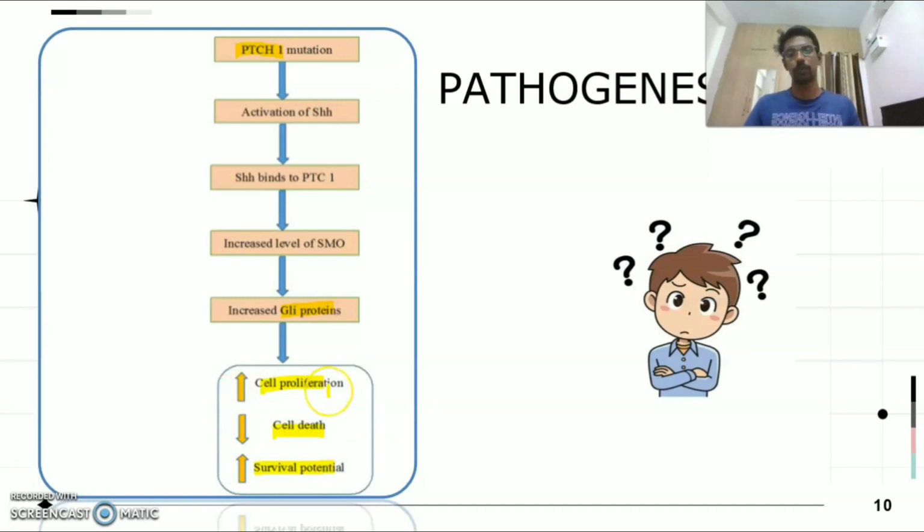So because of increased proliferation of cells, a lot of cells will be proliferating, and at the same time cell death is also reduced. So the number of cells will be increased. So obviously the growth of the cyst will be more. That's why it's increasing the survival potential.